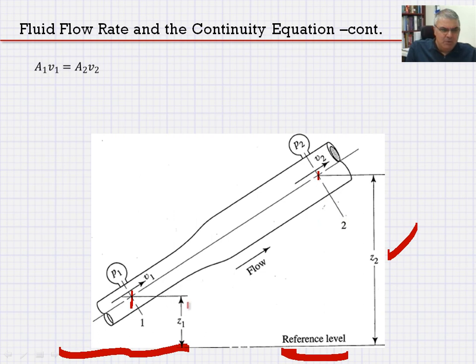And you can easily find the difference between point 1 and 2. If we subtract Z1 from Z2, you're going to get the difference in head between point 1 and 2. Realize that there's a P1 here, pressure at point 1, and there is a pressure at point 2, not to be confused with rho 1 and rho 2. And here rho sub 1 and rho sub 2, they are equal, so they're the same.